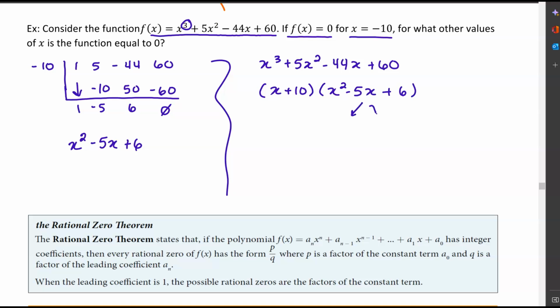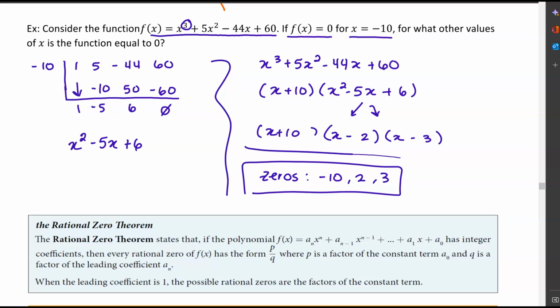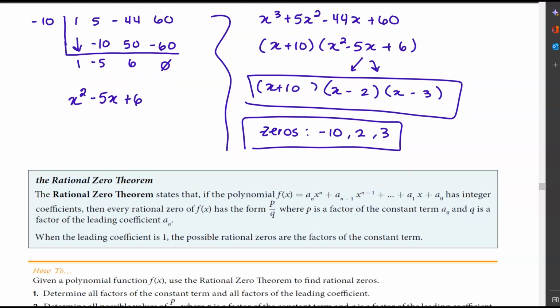So now we can factor this trinomial and know that we have x and x. I need two numbers that multiply to 6 but add to negative 5. So we're going to get 2 and 3, and both of those are going to be negative. So this tells me that the zeros are going to be negative 10, positive 2, and positive 3, based off of the factored form here. Excellent. Hopefully that's coming together and making sense.